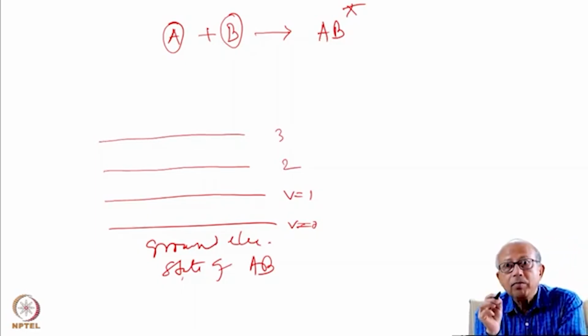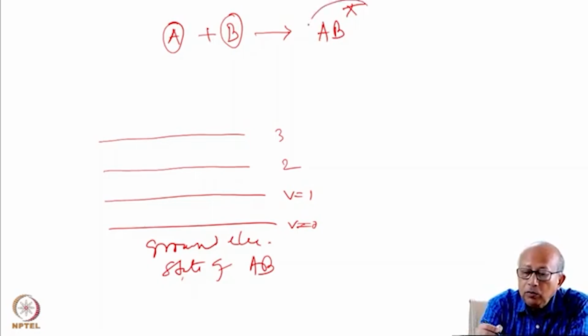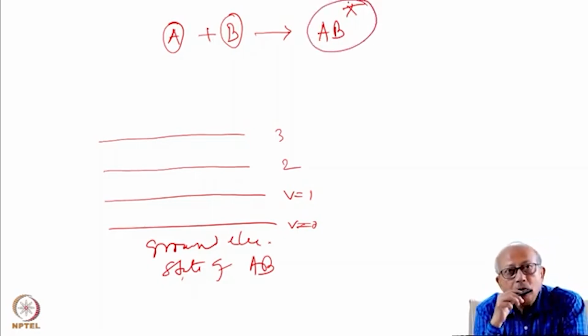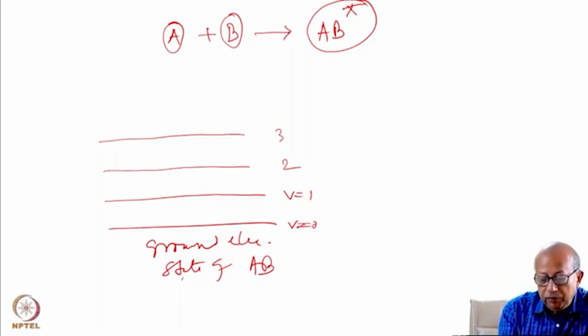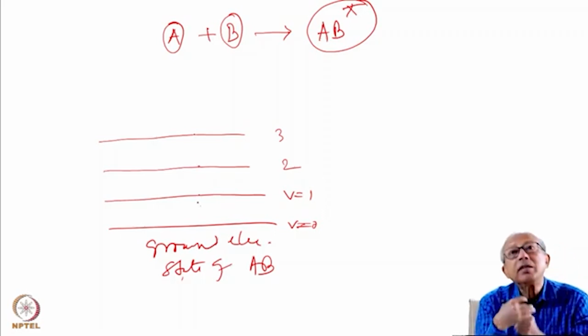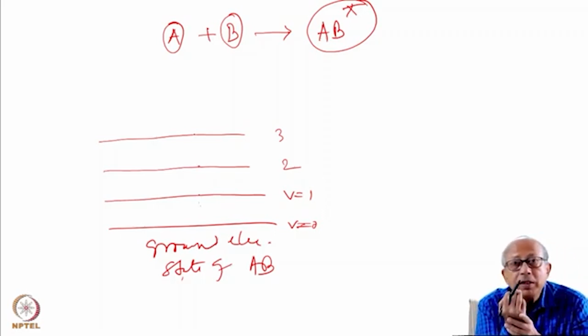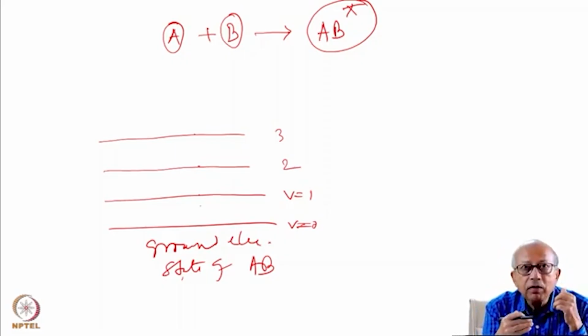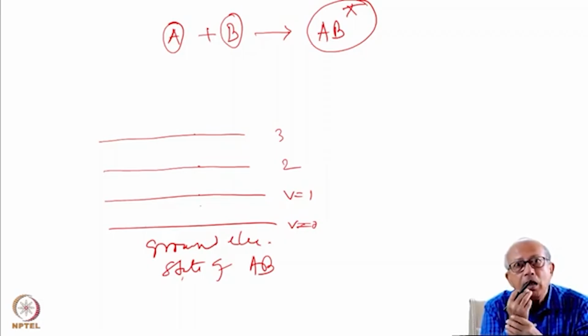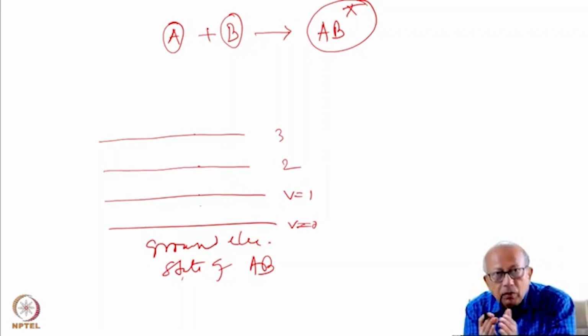And the molecule that will be formed, this AB molecule, will be formed in a vibrationally excited state. And the probability of its being formed at different vibrational excited states is different. It basically is a result of the chemical kinetics of these different levels and the spectroscopic rule. Let us not go any deeper.